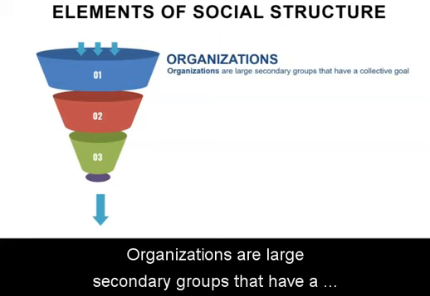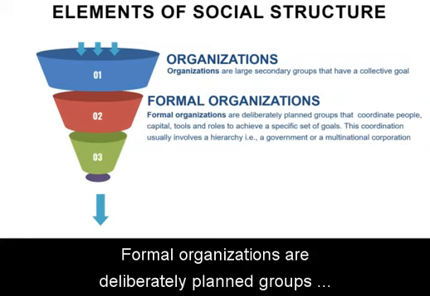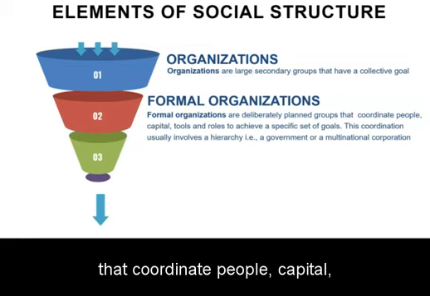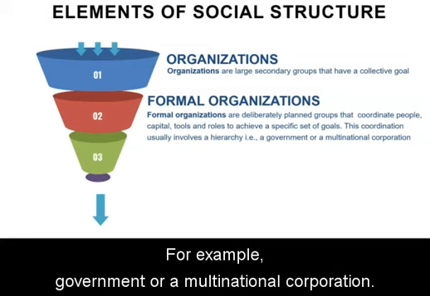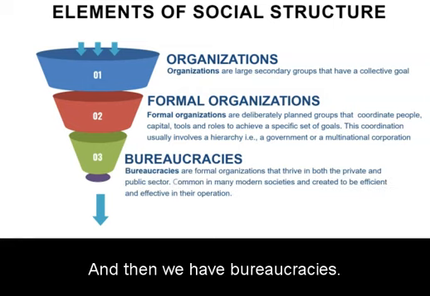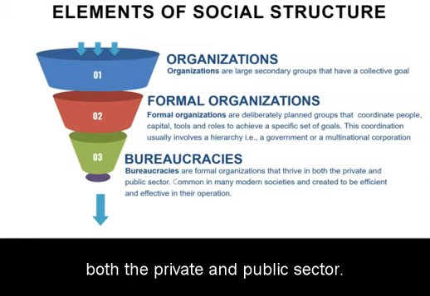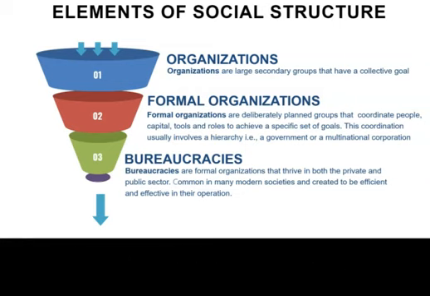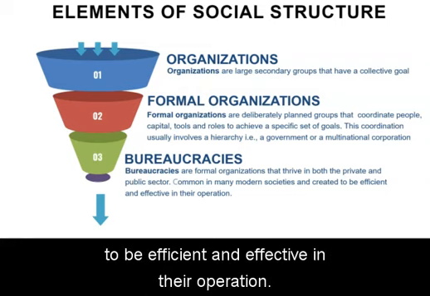Organizations are large secondary groups that have a collective goal. Formal organizations are deliberately planned groups that coordinate people, capital, tools, and roles to achieve a specific set of goals. This coordination usually involves a hierarchy, for example, government or a multinational corporation. Then we have bureaucracies. Bureaucracies are formal organizations that thrive in both the private and public sector. They're common in many modern societies and created to be efficient and effective in their operation.